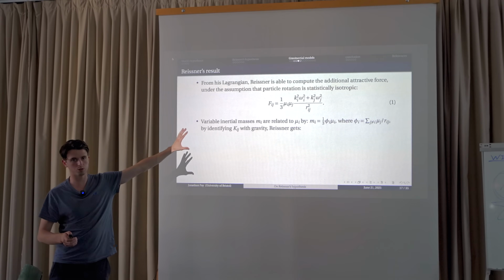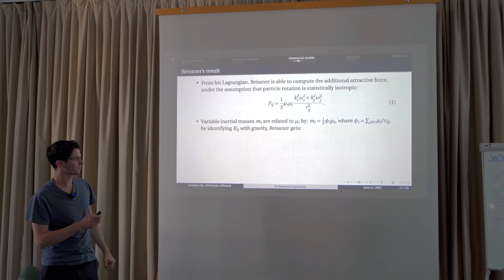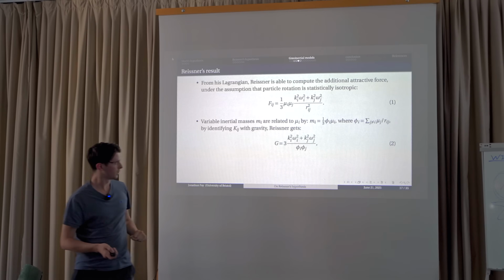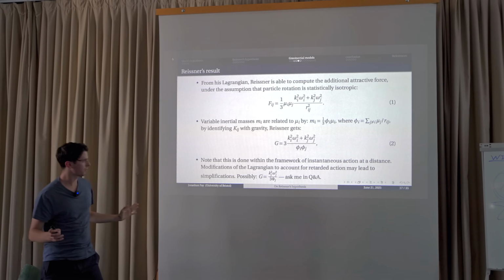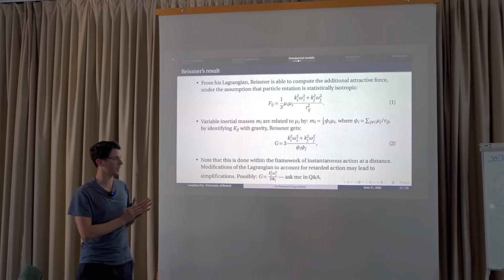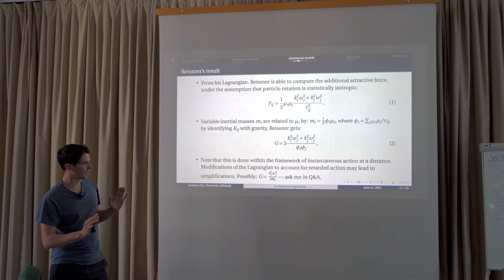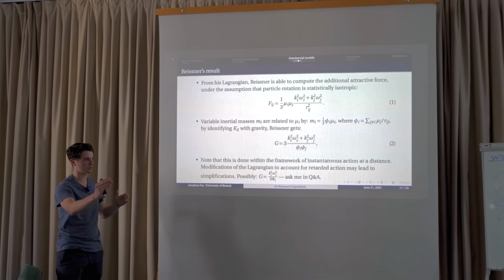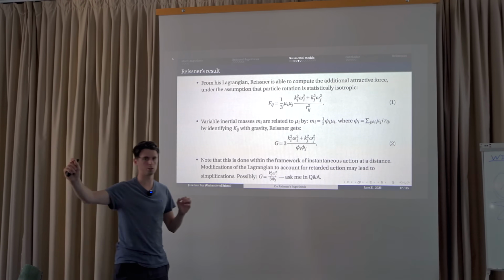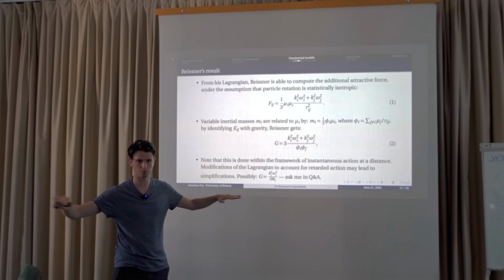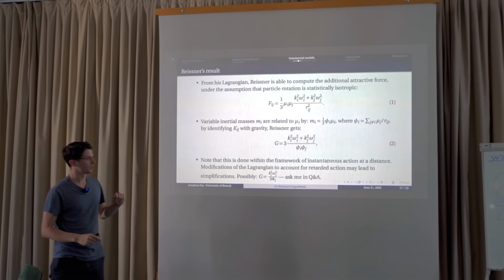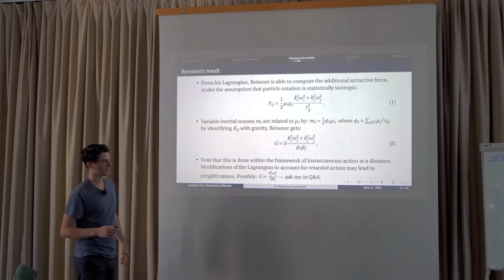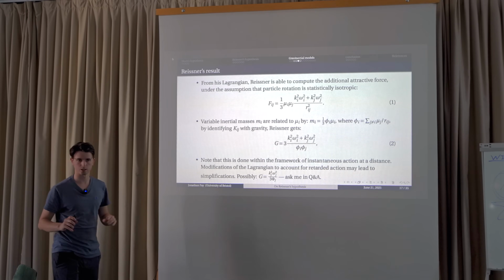So by identifying this force due to the vibration of the particles with gravity, he gets the following expression for the gravitational constant, which looks quite strange, right? But note that this is done within the framework of instantaneous action at a distance. And I've explored tentatively whether modifications of this Lagrangian to account for the retarded action, that is the fact that it's only your past light cone acting on you, not the present plane of simultaneity, right? It may lead to a different result looking a bit more like this, okay? And you can ask me a bit more about that in Q&A if you'd like to.